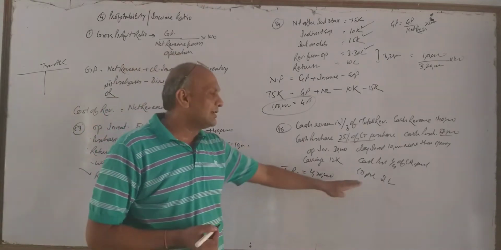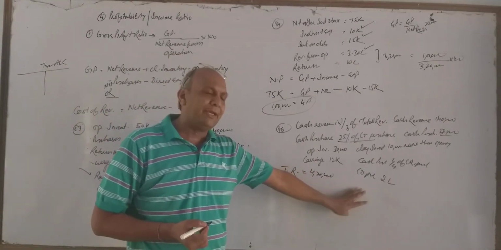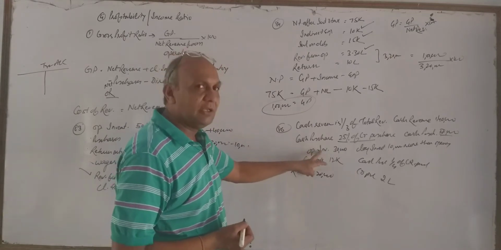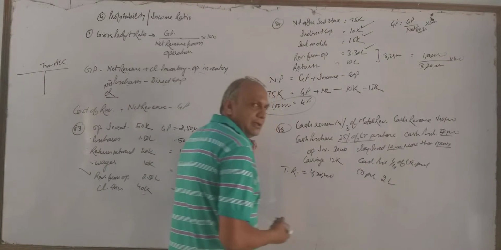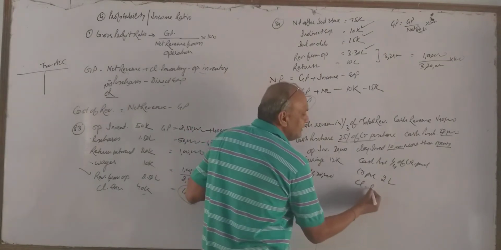I think you are able to understand these things very easily, right? Now we are given opening inventory. We are given that closing inventory is 10,000 more than opening. So simple. Closing inventory will be how much?